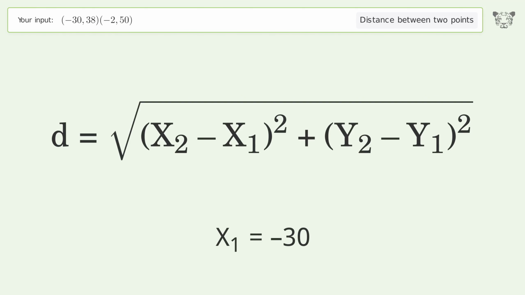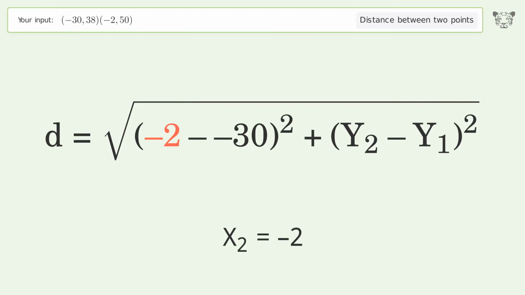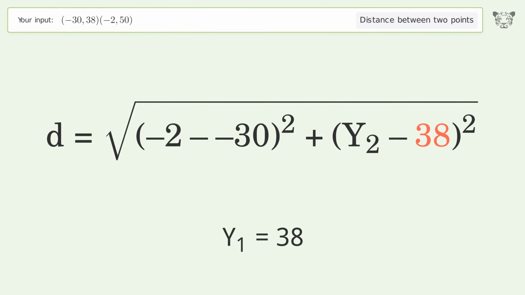x1 equals -30. x2 equals -2. y1 equals 38. y2 equals 50.